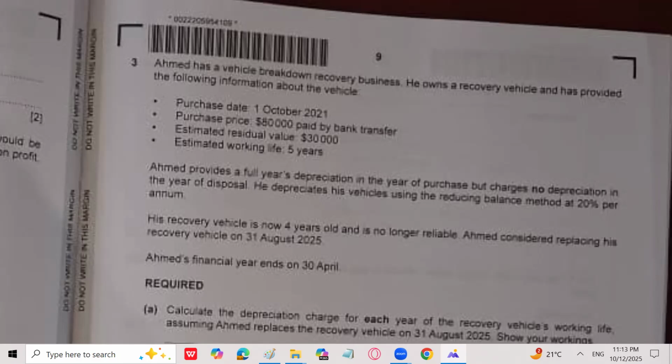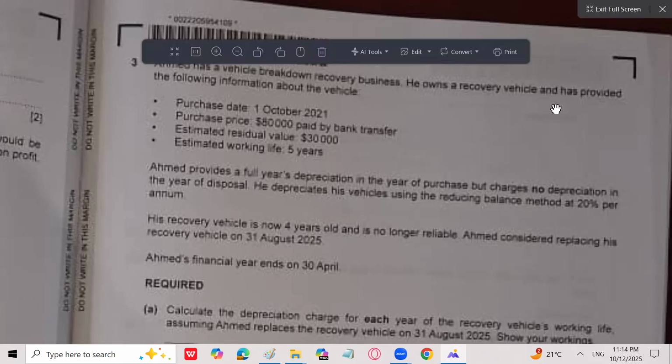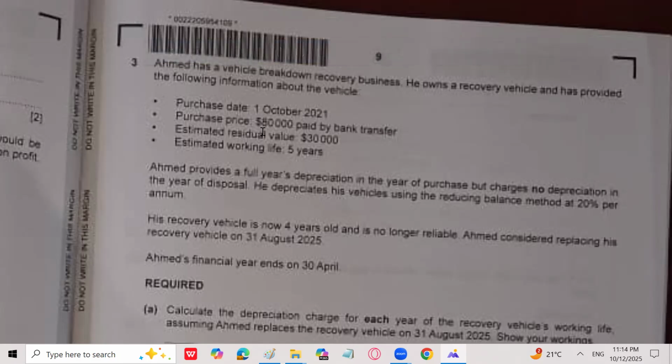Those are the major chapters which create problems for the students. So only this question has created a little problem in the mind of the student, because in the workshop, I have clearly mentioned that you will be asked to give effect of the errors before correction. So that was also a question in the exam, effect of errors before correction, then manufacturing, and then ratio question. They're very, very easy. So let's discuss that, and I will discuss the important and difficult part in the question. Ahmed has a vehicle breakdown recovery business. He owns a recovery vehicle and has provided the following information about the vehicle.